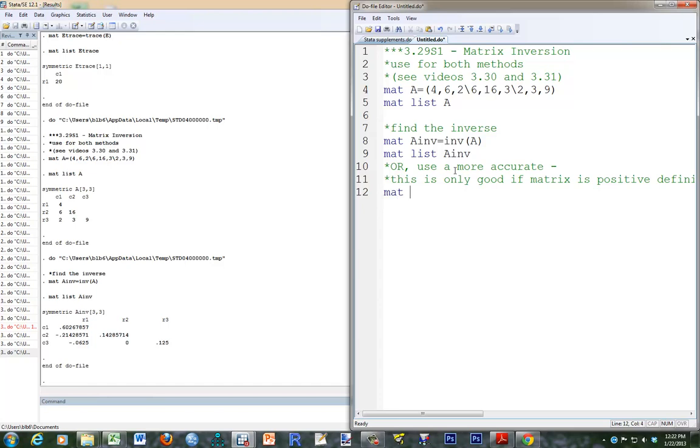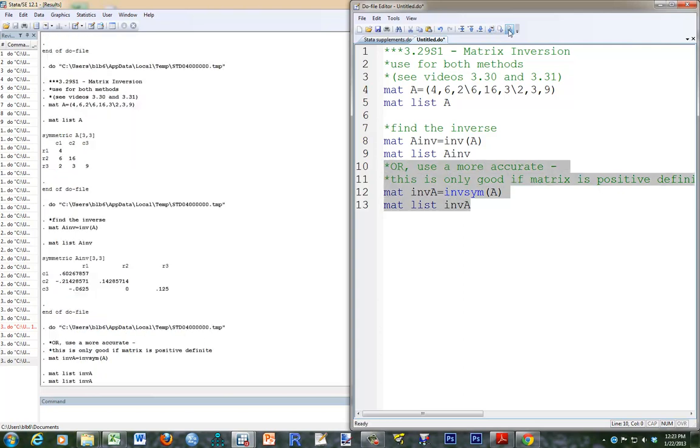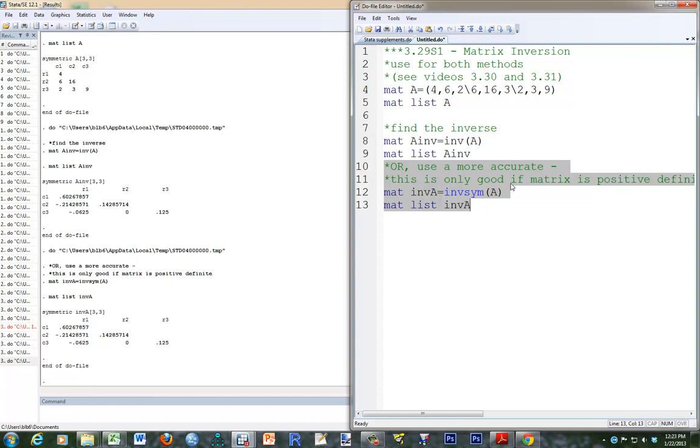So what we're going to do is inverse A equals, and the command you type is inverse SYM, and do A. And let's take a look. And it gives us the same answer. However, this is probably the better thing to use if your matrix is positive definite. It is more accurate. And that's how you do matrix inversion using Stata. It's also really simple, and it's why I like to do it here a lot more than doing it by hand.